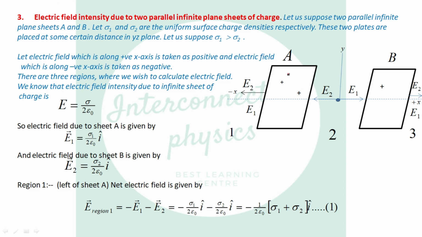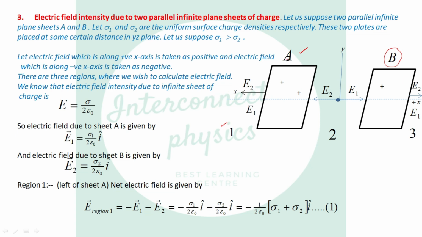You see here we have two sheets. It means sheet A will produce its own electric field, sheet B will produce its own electric field, and we have to calculate the electric field of both the sheets. Now we have three regions here. Number 1 is the region left of the sheets, number 2 is the region in between the sheets, and number 3 is the region right side of the sheets. So this is the positive x-axis, this is the negative x-axis.